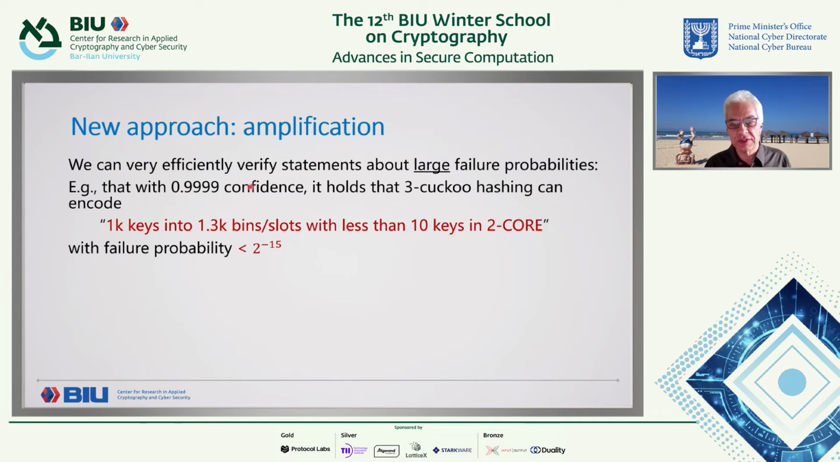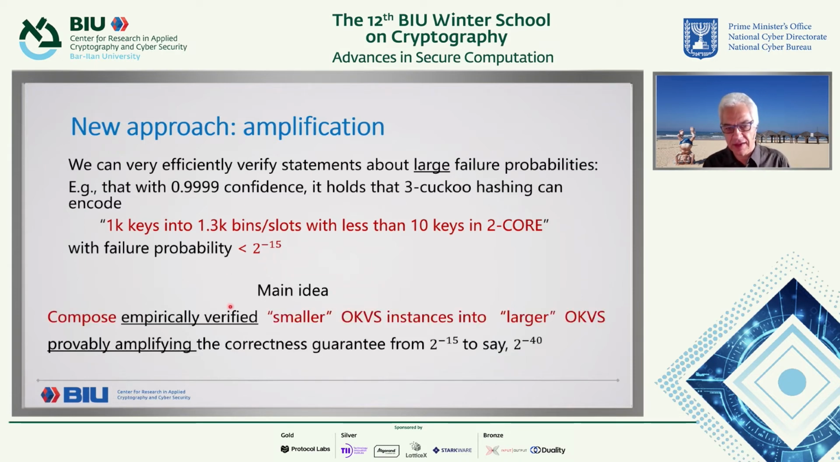So if, say, I want to say that a certain scheme maps, say, 1,000 keys into 1,300 bins with a very small 2-core, and I claim that the failure probability is smaller than 2 to the minus 15, then this I can verify by running, say, 1 million experiments on my laptop. So verifying a large failure probability is rather easy. What is hard for me is to experimentally verify a small failure probability.